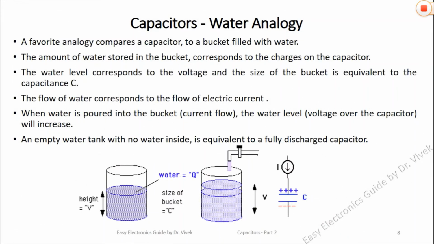A capacitor can be compared with an analogy of a bucket filled with water. The amount of water stored in the bucket corresponds to the charges in the capacitor. The water level corresponds to the voltage and the size of the bucket corresponds to the capacitance. The flow of water is equivalent to the flow of current. When you pour water into the bucket, correspondingly there will be current flow in the capacitor. Then the water level will increase in the bucket and equivalently the voltage over the capacitor will increase.